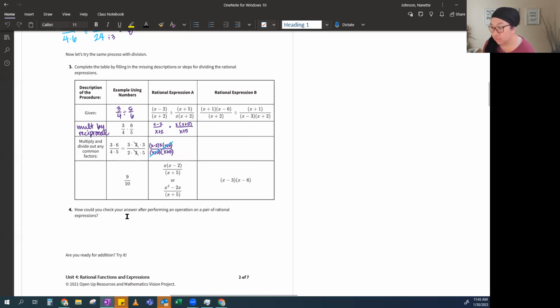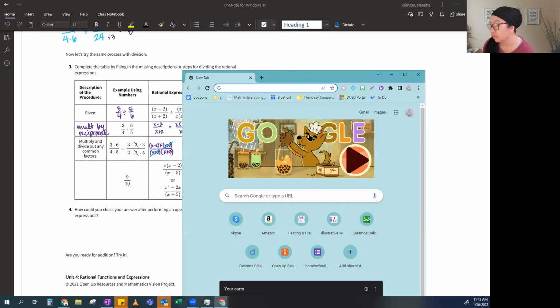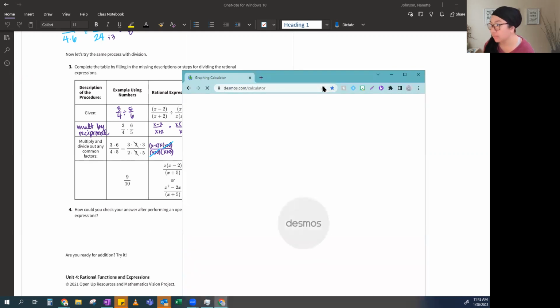So how could you check your answer when performing an operation on a pair of rational expressions? So if you know me, what's one way to check my answer? What am I going to bring up right now? I'll give you a hint. Yeah, I'm going to bring up Desmos.